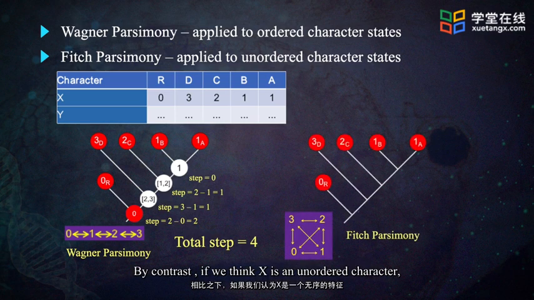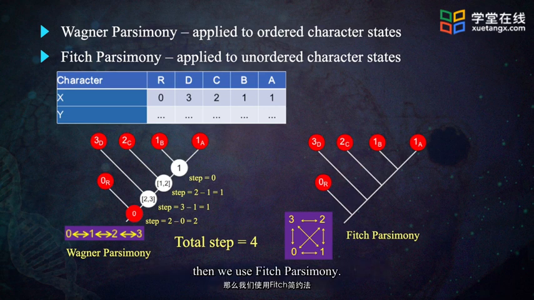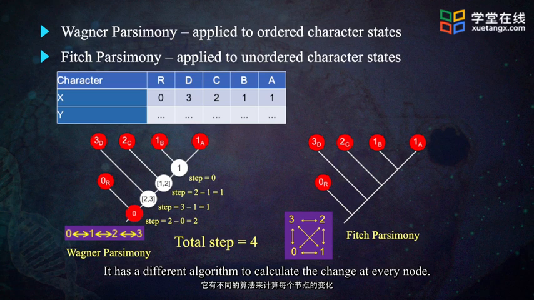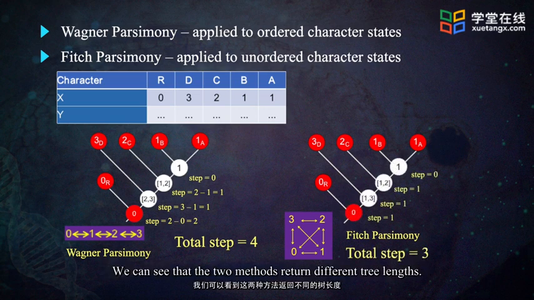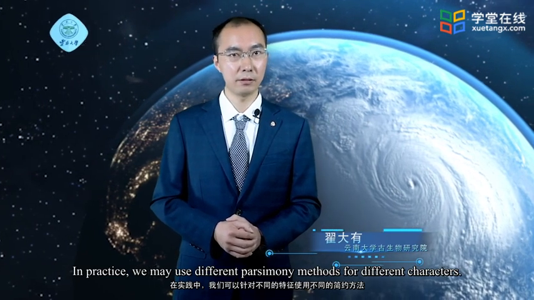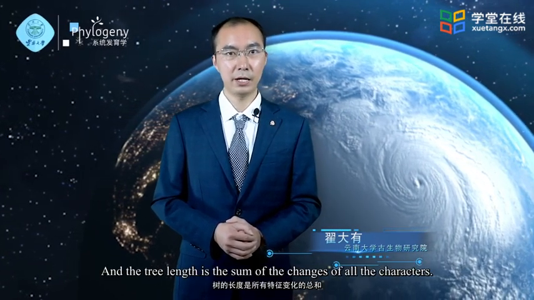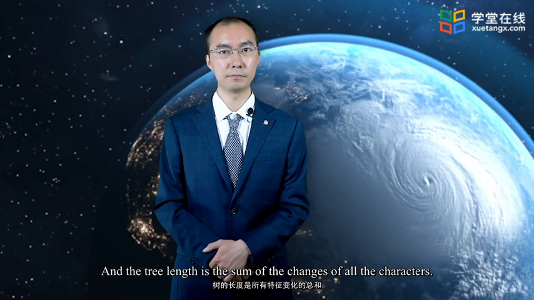By contrast, if we think X is an unordered character and can change from one state to any other state, then we use Fitch parsimony. It has a different algorithm to calculate the change at every node, and the total step is 3. We can see that the 2 methods return different tree lengths. In practice, we may use different parsimony methods for different characters, and the tree length is the sum of the changes of all the characters.